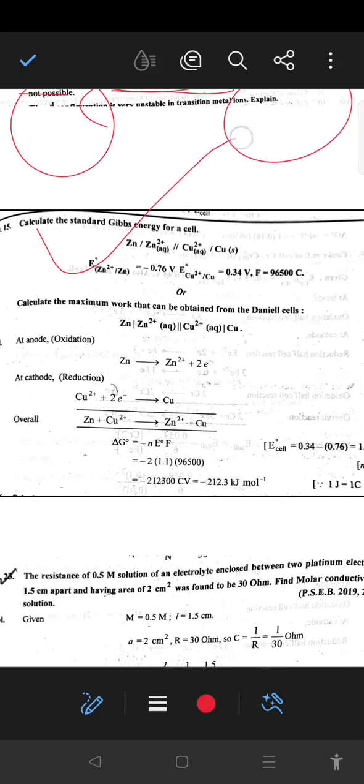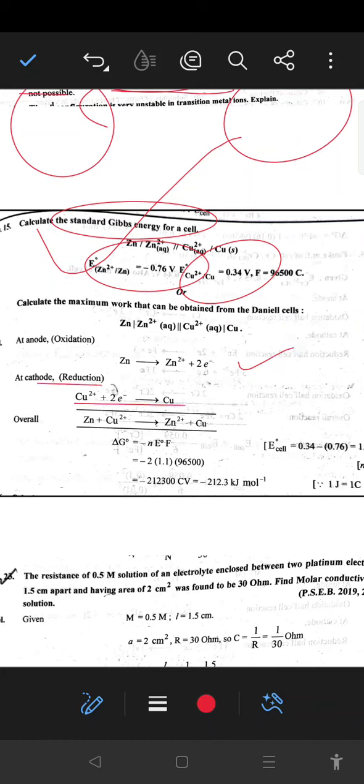Next is a numerical. A cell representation is given and the reduction potentials are also given. We have to calculate the standard Gibbs energy. First of all, write the oxidation half cell reaction at the anode. Second, at the cathode, the reduction half cell reaction: copper 2 positive plus 2 electrons to form copper.